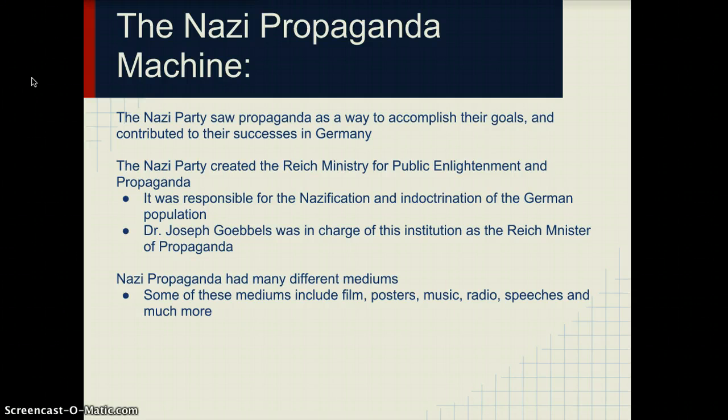So the Nazis viewed propaganda as a way to accomplish their goals, and it contributed greatly to their successes in Germany. As stated previously, the Nazi Party created the Reich Ministry for Public Enlightenment and Propaganda, which was responsible for the Nazification and indoctrination of the German population. And Dr. Joseph Goebbels was placed in charge of this institution as the Reich Minister of Propaganda. Now, Nazi propaganda, as with most propaganda, had very different mediums. Some of these included film, posters, music, radio, speeches, and much more. Propaganda can essentially be found anywhere.